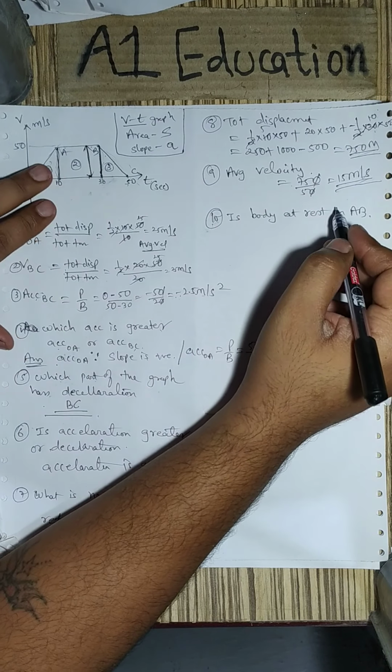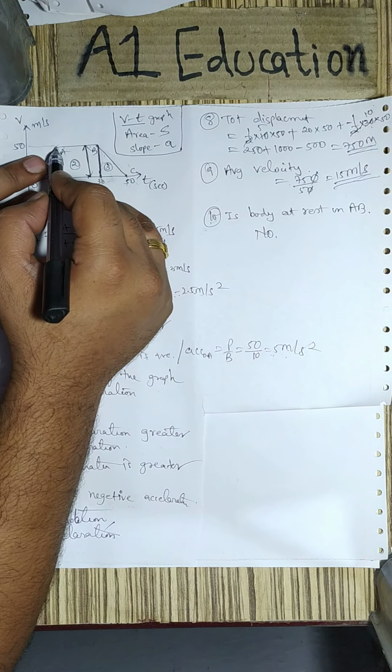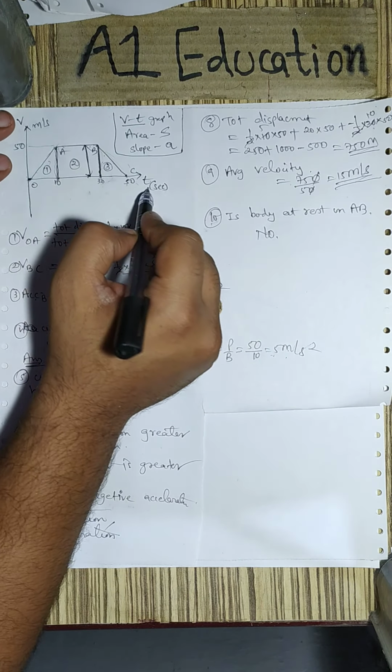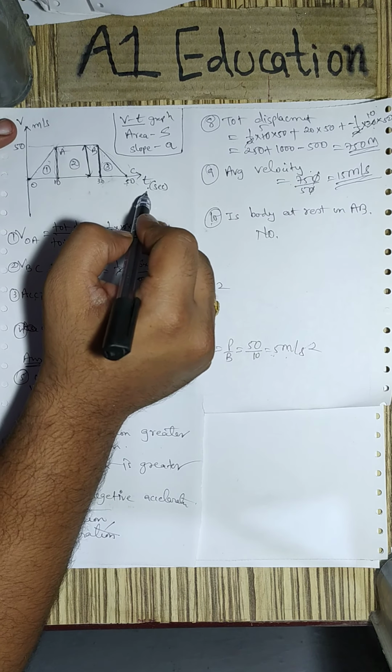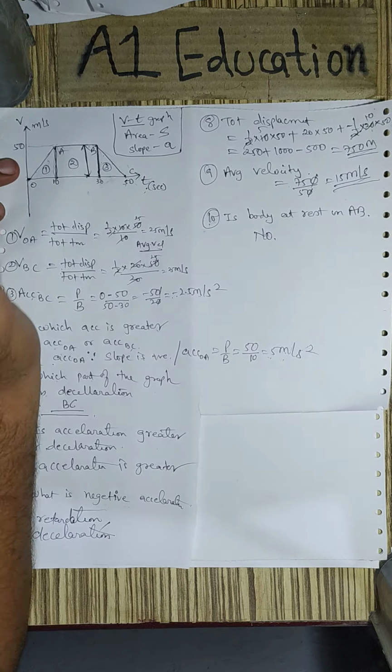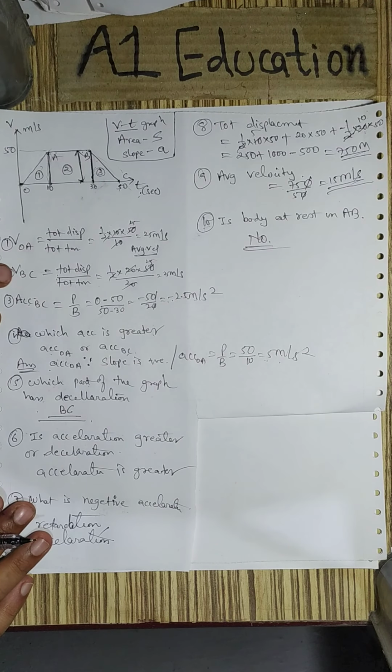Is the body at rest in the part AB? No, the body is not at all at rest. Only a horizontal line in a position time graph determines rest. A horizontal line in a velocity time graph determines constant velocity. You must remember. So this is the numerical.